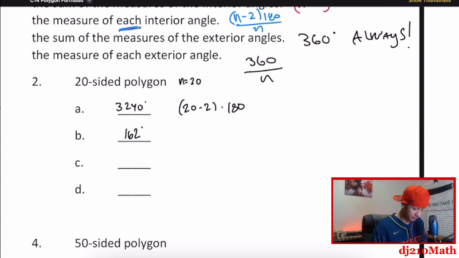Sum of exterior angles, it's always 360, no matter what. And then if I want to know how much each exterior angle is, it's 360 divided by n, which is 20 in this case. So we're going to get 18 degrees, because 360 divided by 20 is 18.